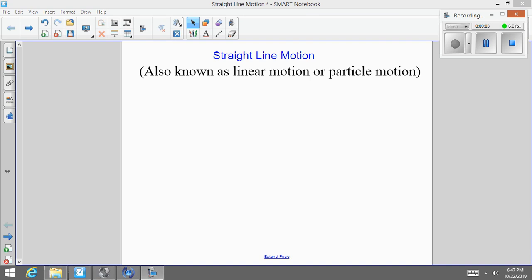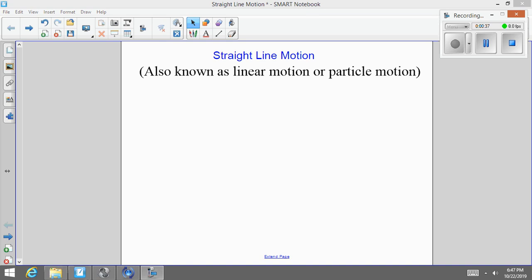Hi everyone. In this video you're going to learn about straight line motion, which is also known as linear motion or even particle motion. So first of all, what we mean by straight line motion is that the object is moving along a straight line. That line could be a horizontal line, meaning the object is either moving left or right, or it can be a vertical line, meaning that the particle is moving up or down.